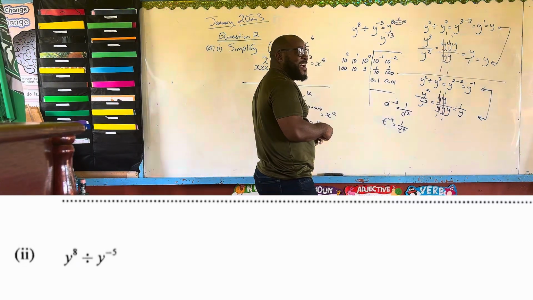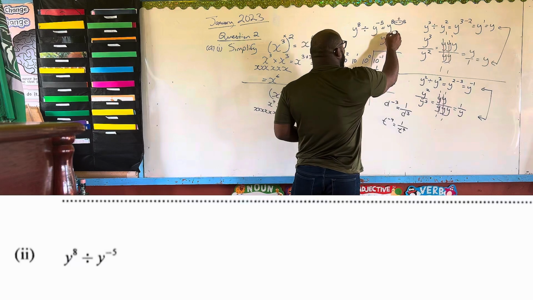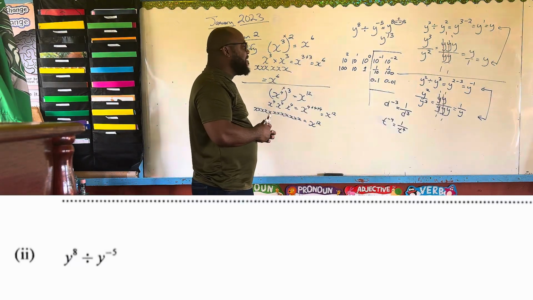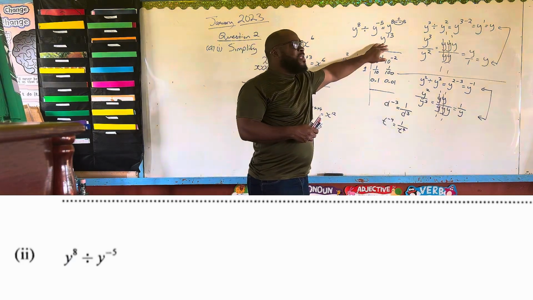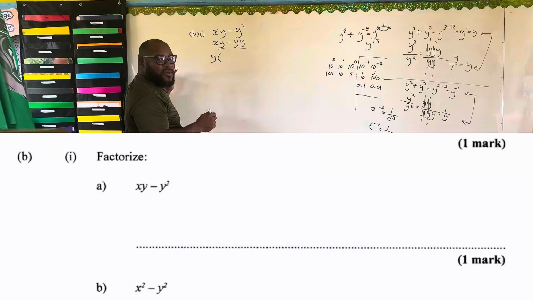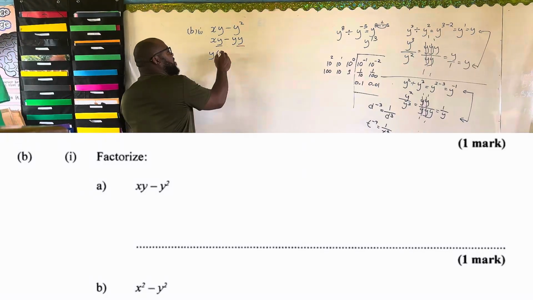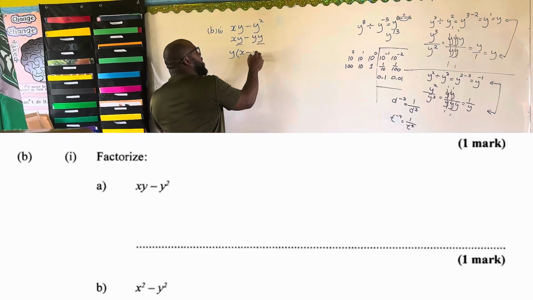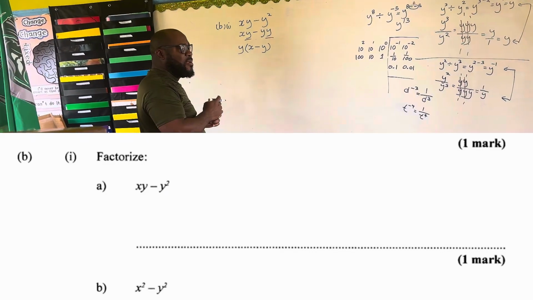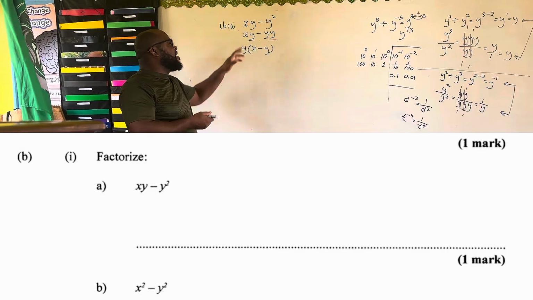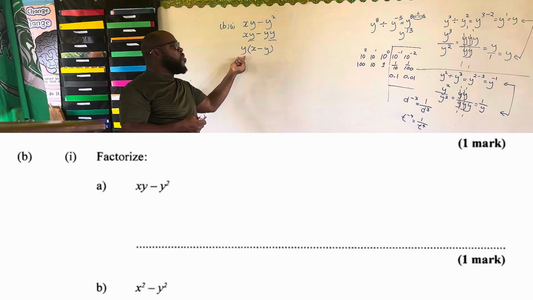So that's the answer, x minus 1 on the y. So really, in fact, the highest common factor is y.